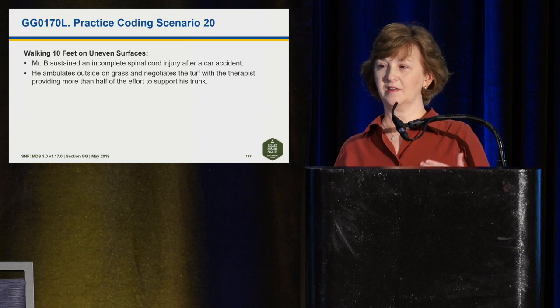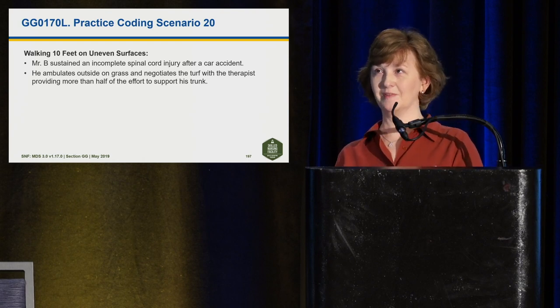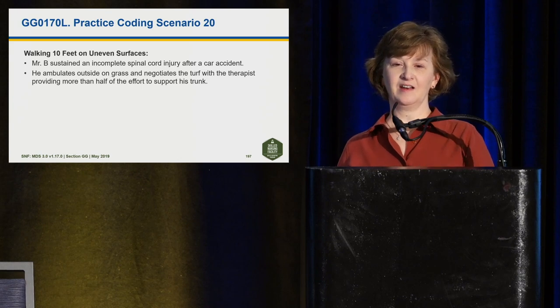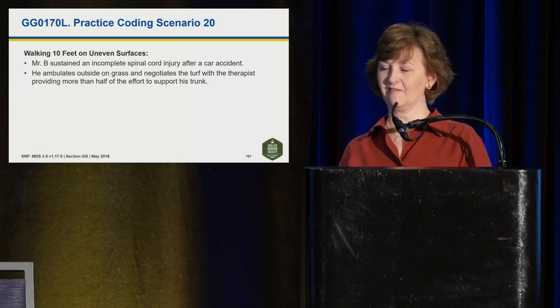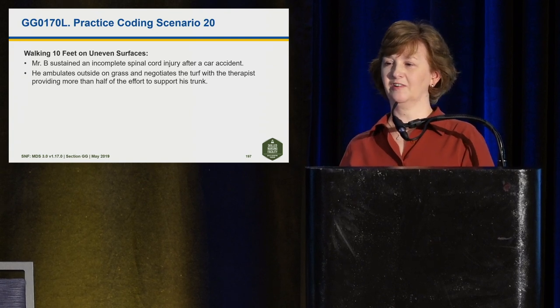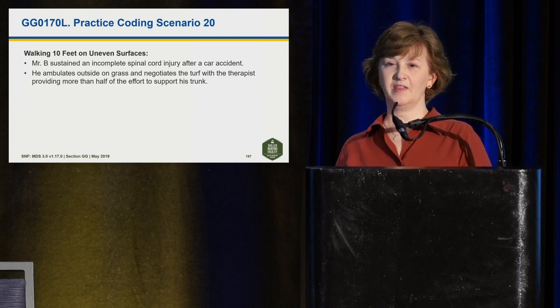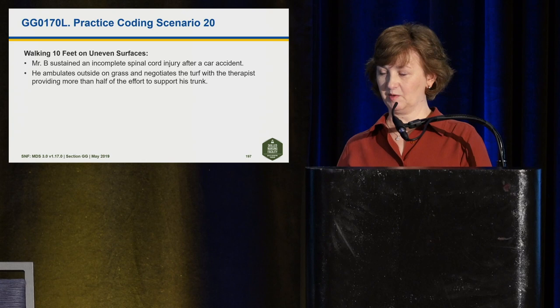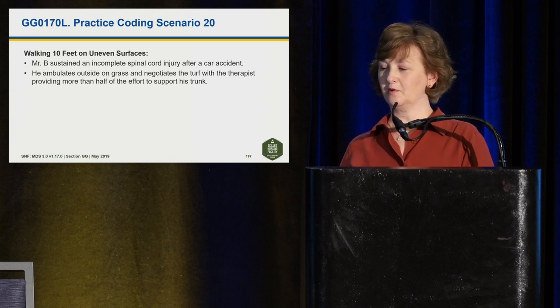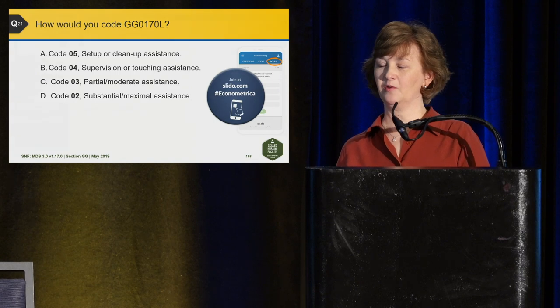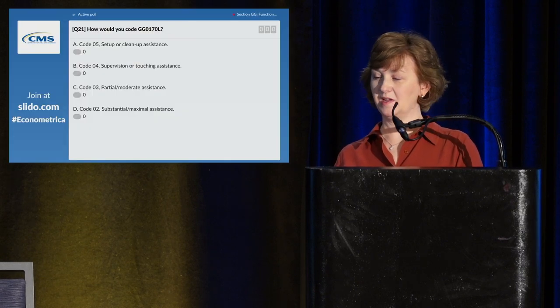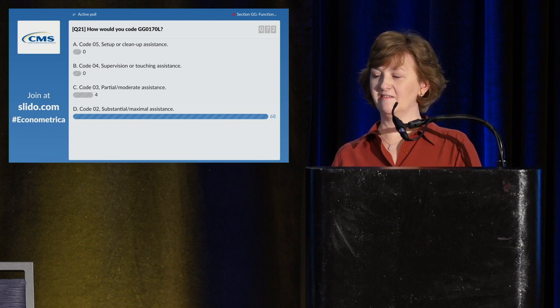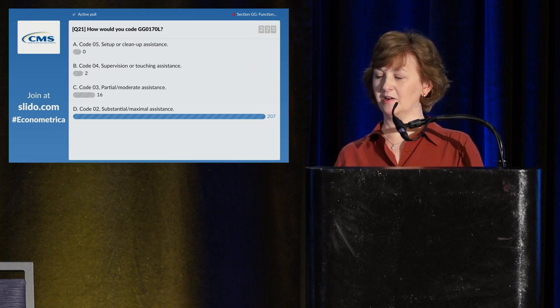And then you would think through, is it more than touching assistance? Is it more than setup assistance? Yes. Is it more than touching assistance? And then is the helper providing less than half of the effort or more than half of the effort would help you differentiate three versus two. And then, of course, level one, if the helper is doing all of the effort, but that doesn't seem to be the case here. So I will let you go to Slido and put in your response for what you think is the correct response for Mr. B here. So options are five, setup cleanup assistance, four, supervision or touching assistance, three, partial or moderate assistance, and two, substantial maximal assistance.